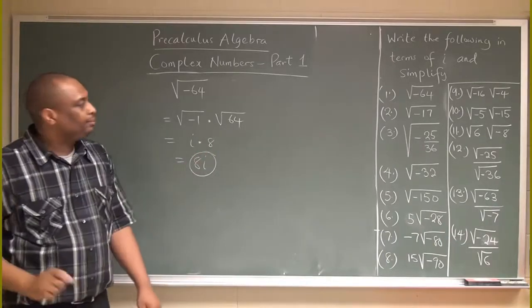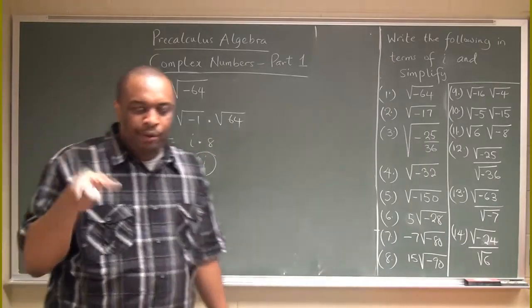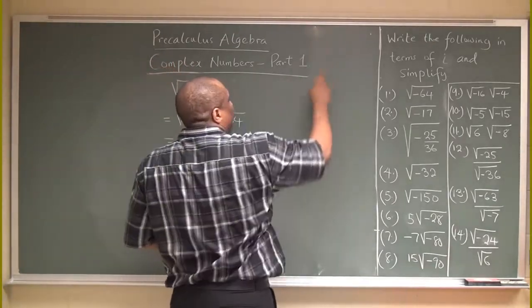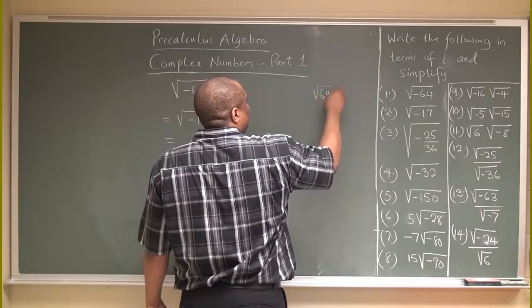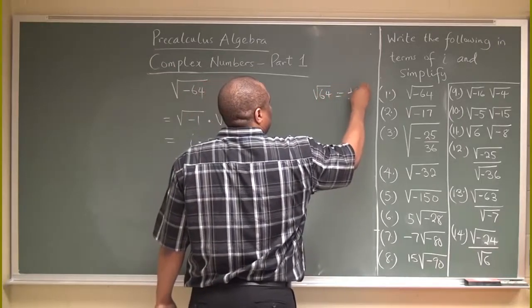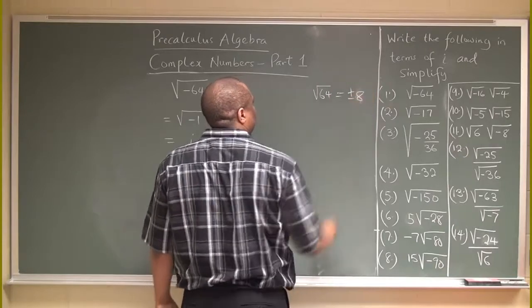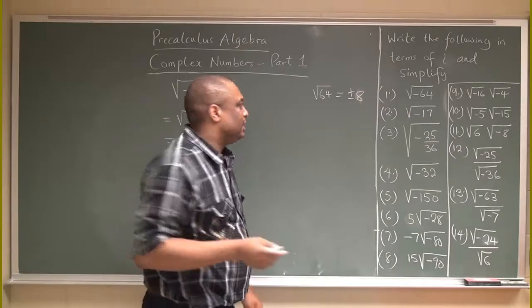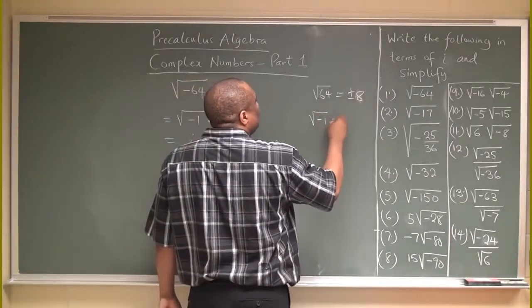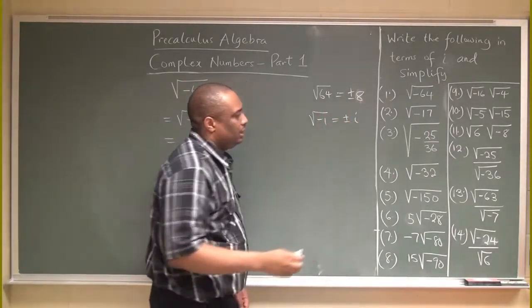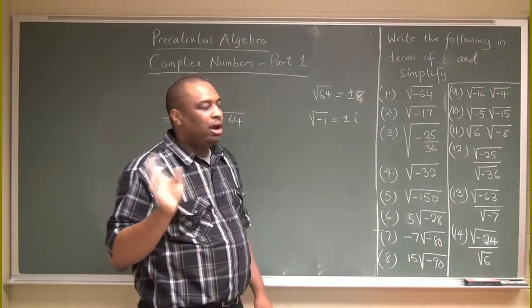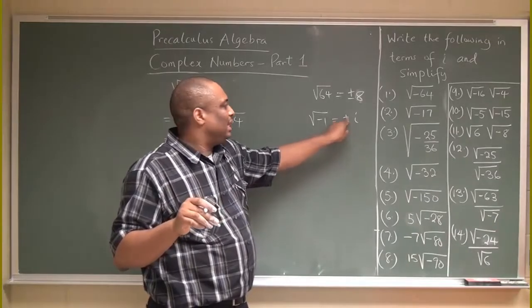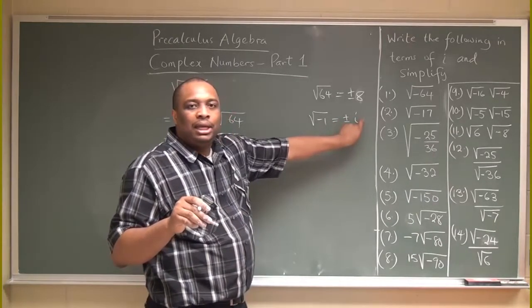The answer is 8i. Now let me point this out. Just like you have in real numbers, square root of 64 is plus or minus 8, right? You can also have that in complex numbers. The square root of negative 1 is plus or minus i. Okay, but we are not interested in that here, like I said, we're only interested in i.